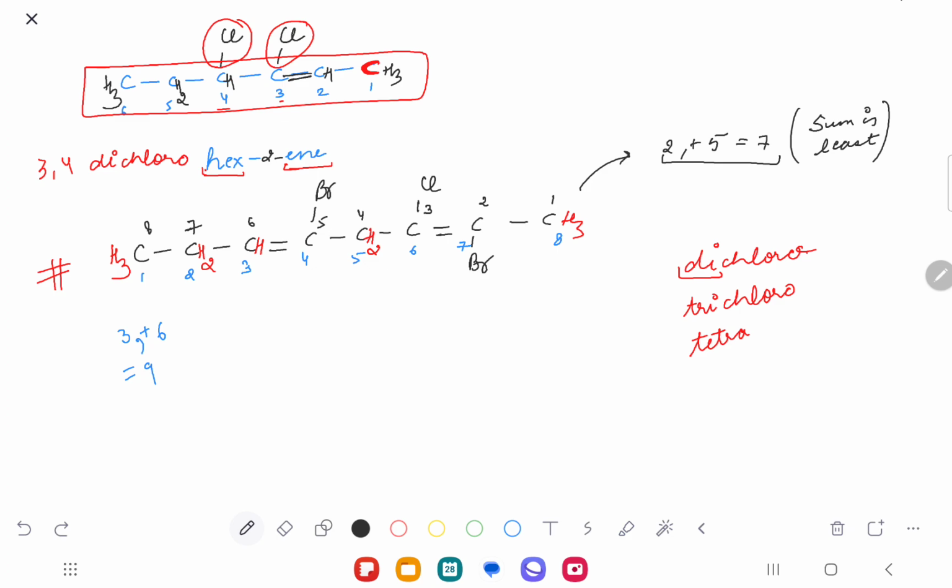Are you understanding my point? That would be the most appropriate numbering according to this particular rule. Right? So that's how it would be. Okay? So now you understand. So I would not choose the blue numbering. Rather, I would choose the black numbering, because according to that numbering, the sum is coming out to be the least. Understood or not?